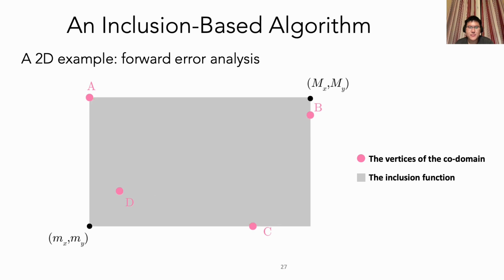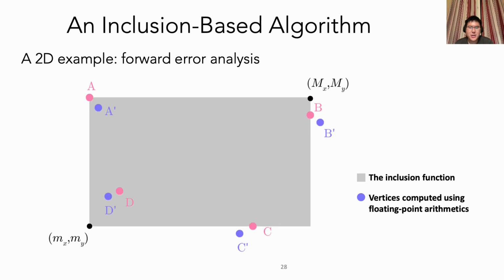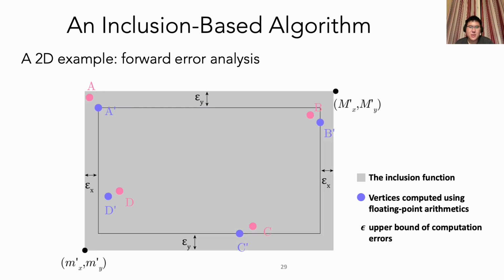Under floating point arithmetic, there might be rounding errors when constructing the corners of the codomain. We denote the four calculated corners A', B', C', and D' as blue dots, while the accurate position of them are denoted in red dots. Thus, we employ forward error analysis to compute the upper bound of computation errors epsilon, and we offset the inclusion function by epsilon to make it conservative.